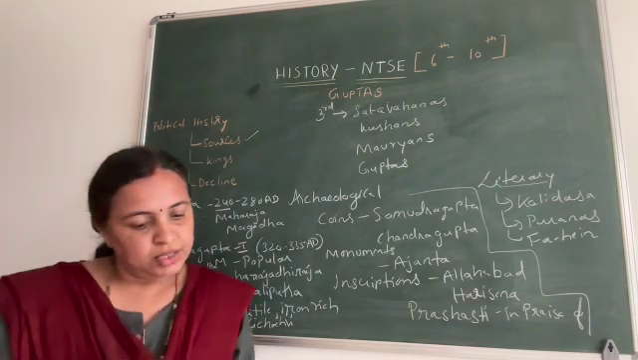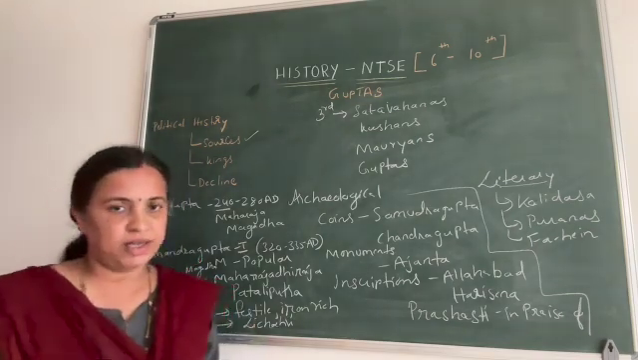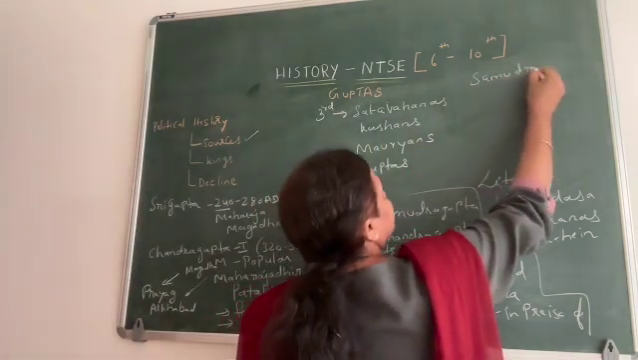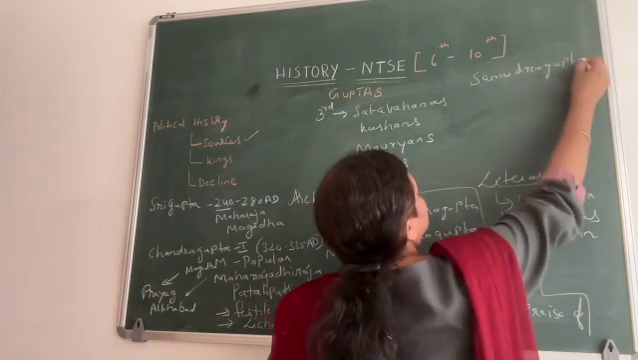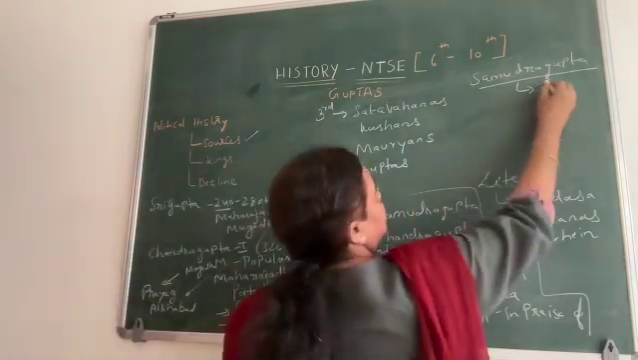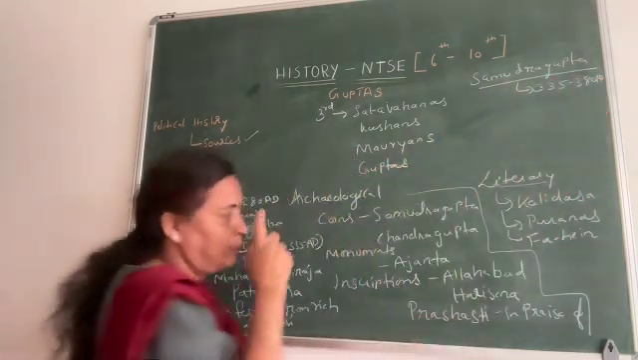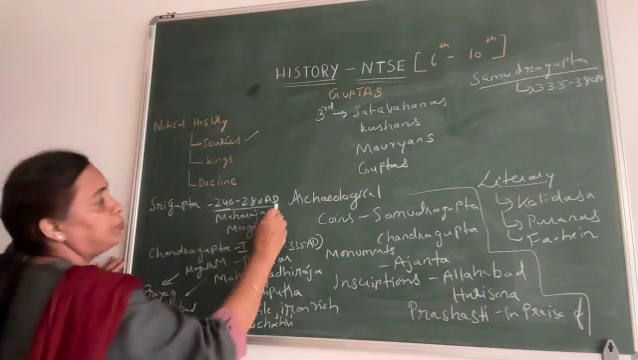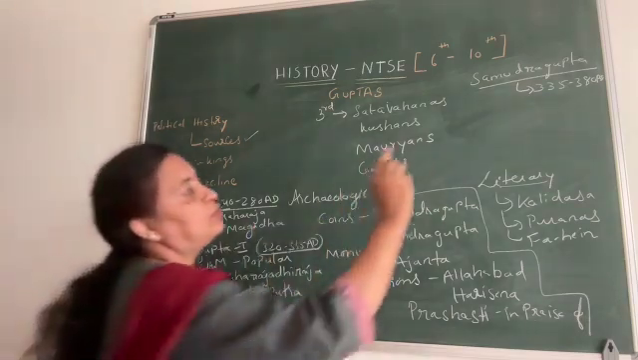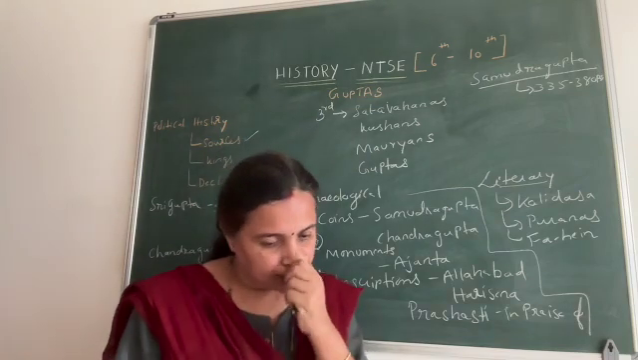Then after Chandragupta I, it was Samudragupta, his son, who came into the Gupta Empire. He ruled from 335 to 380 AD. So Sri Gupta ruled from 240 to 280 AD, Chandragupta I ruled from 320 to 335, and Samudragupta ruled from 335 to 380 AD. He was one other powerful king.